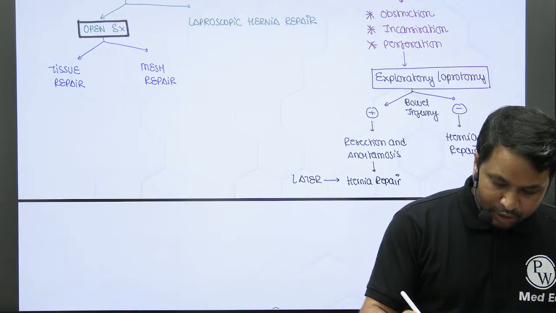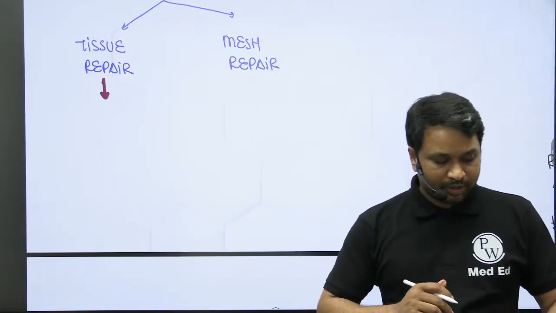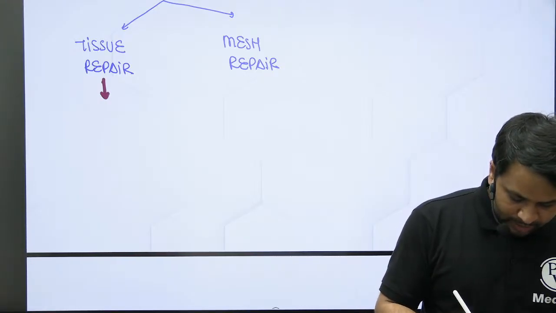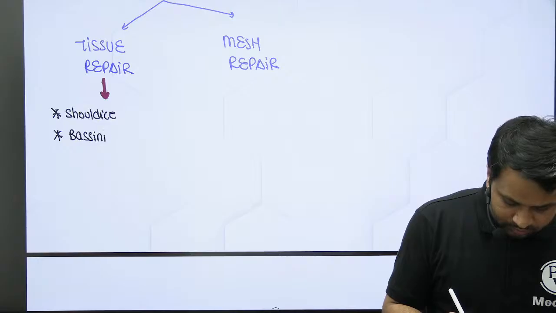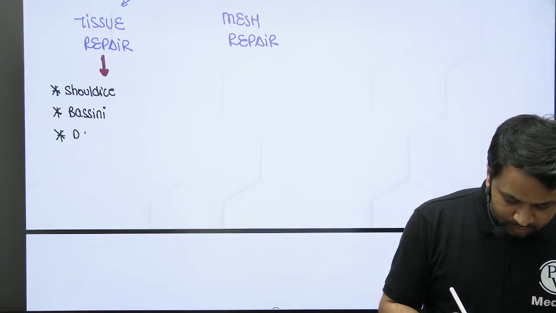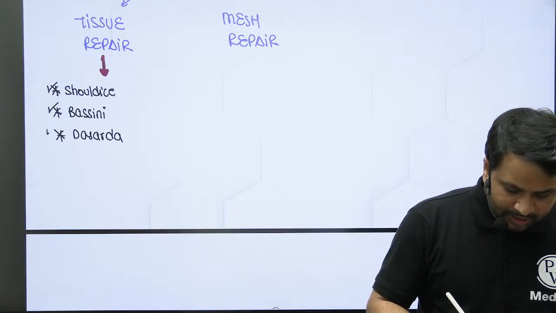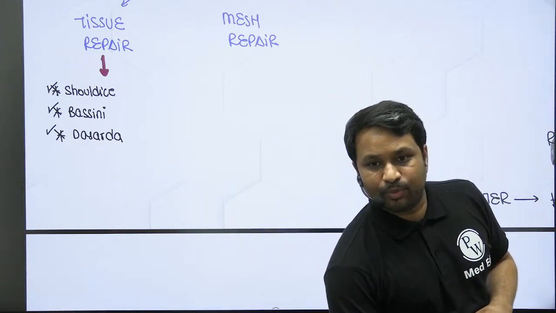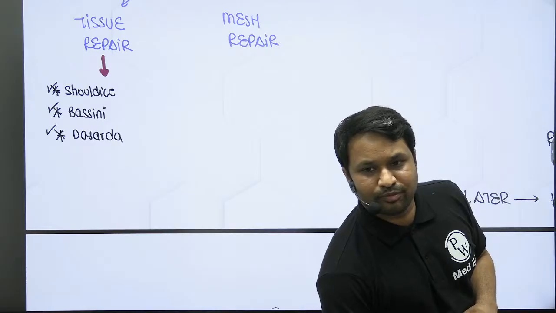When we say tissue repair alone, what are the examples? Just remember the names of the surgeries that are tissue repairs. In tissue repair, you have Shouldice, you have Bassini, you have Desarda, and Maloney Darn and all that. Remember, these three names are important: Shouldice, Bassini and Desarda are pure tissue repairs. In a pure tissue repair, you are not using any mesh. There is no usage of mesh, right?